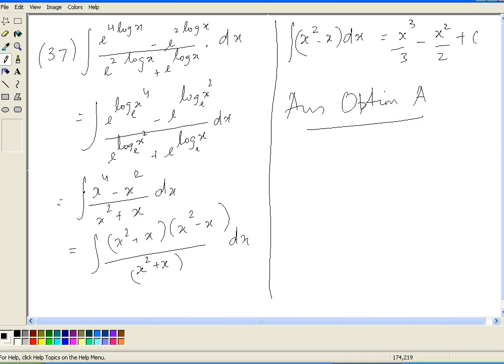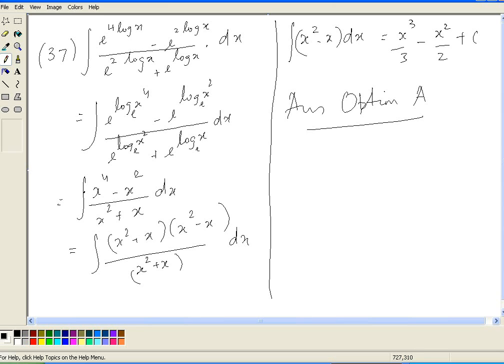Now integrating, because we know that e power log of any item to the base e is that item itself, we get x power 4 minus x squared, divided by x squared plus x, dx. Now x power 4 minus x squared can be factorized as x squared plus x times x squared minus x, divided by x squared plus x, dx. On simplifying, x squared plus x divided by x squared plus x gets cancelled. So you are left with the integral of x squared minus x dx, which is x cubed by 3 minus x squared by 2 plus c.